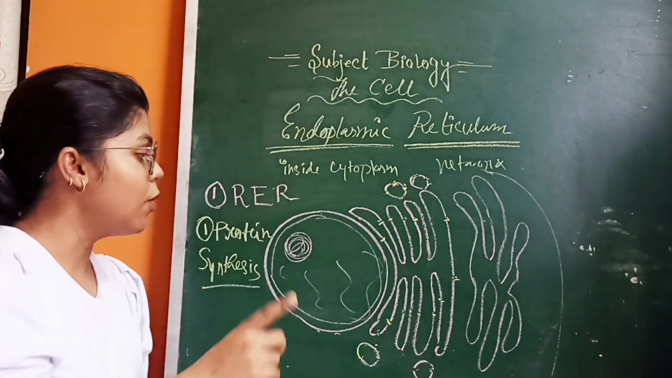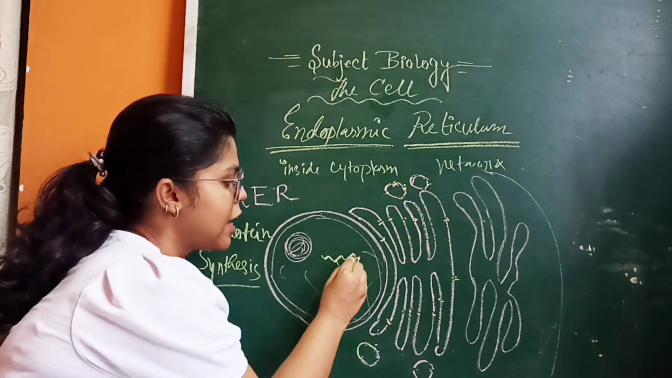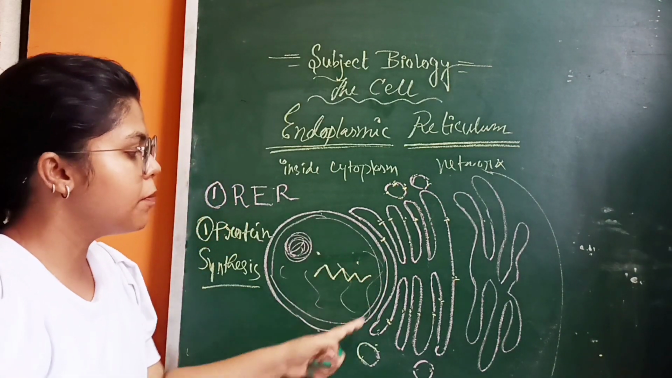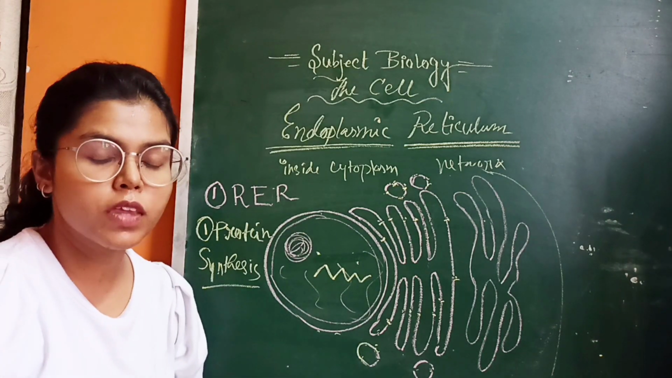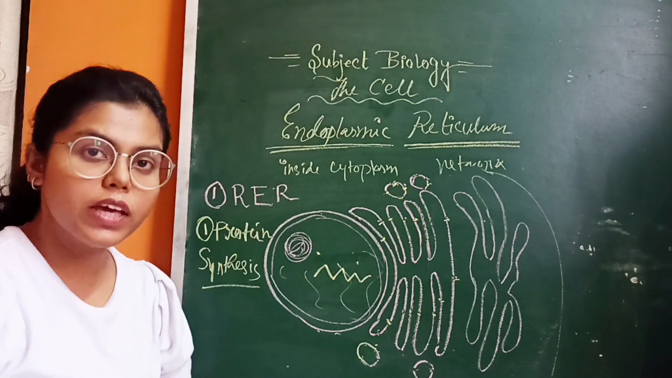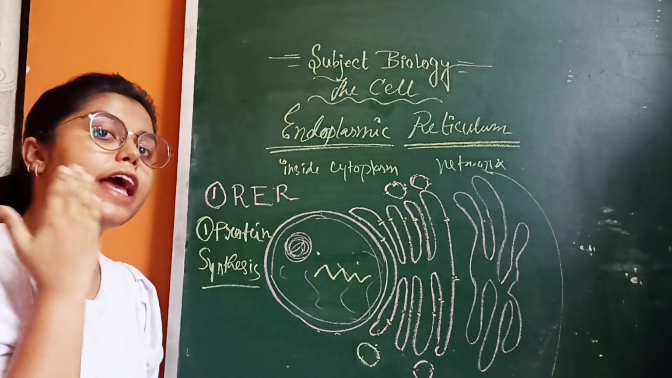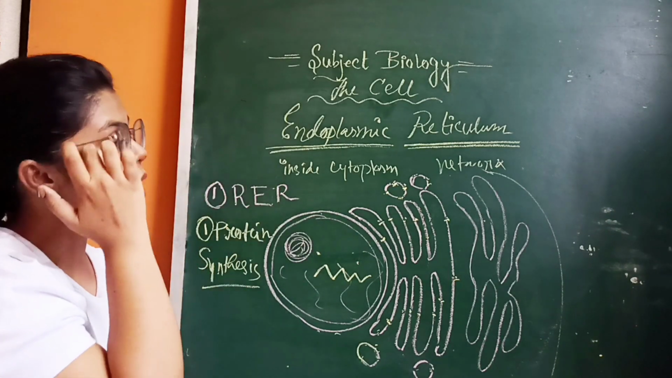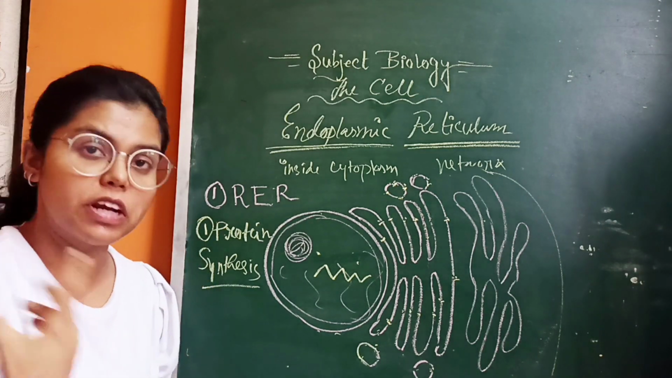So inside the nucleus, when mRNA is formed, it is single stranded. Then through the nuclear pore, it is transported to the ribosome, where protein synthesis gets started. So this is the main function of RER, that is, it helps in protein synthesis. So this is basically all about the structure and function of endoplasmic reticulum.